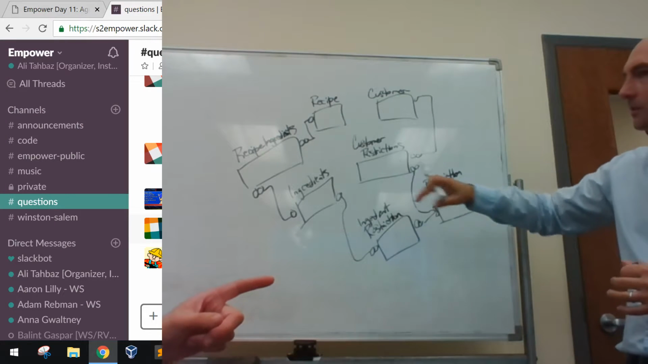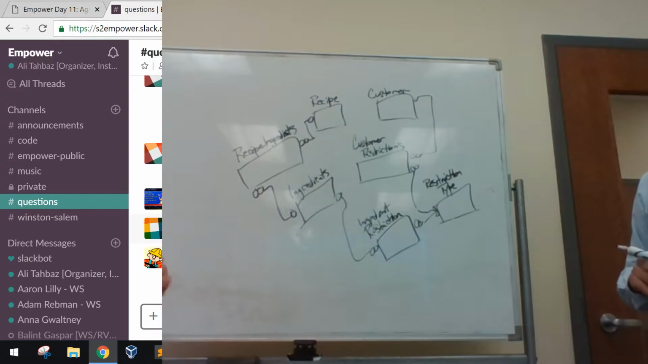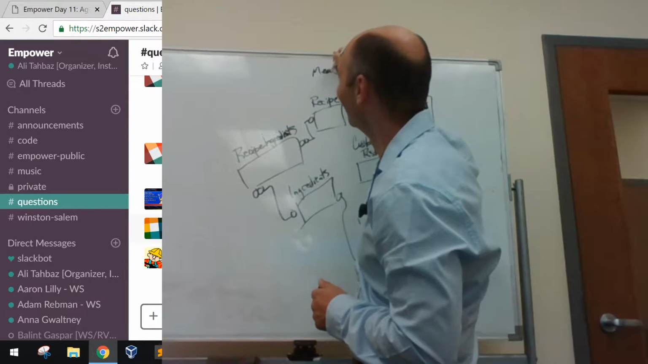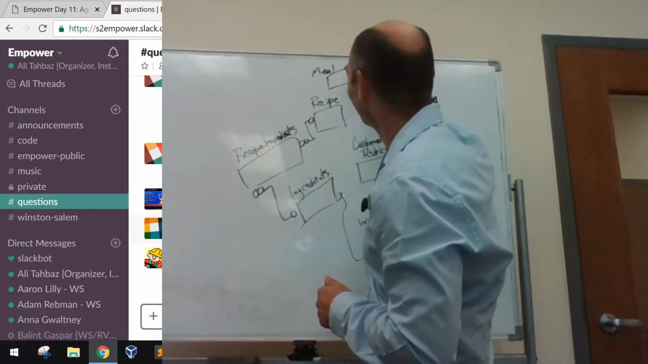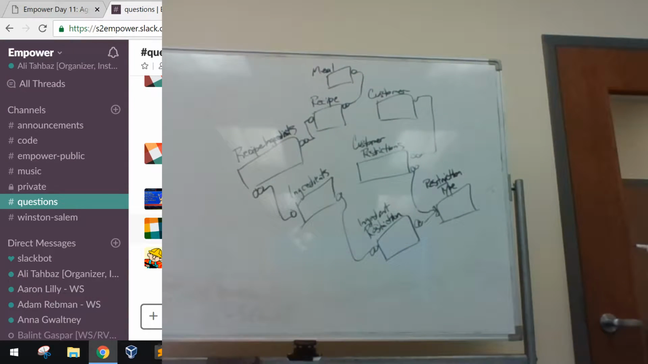Not the end dish, no, because a meal can have different recipes. It can have different components, right? Exactly. Our example was lasagna has its own recipe, and then you have garlic knots and salad with your lasagna.